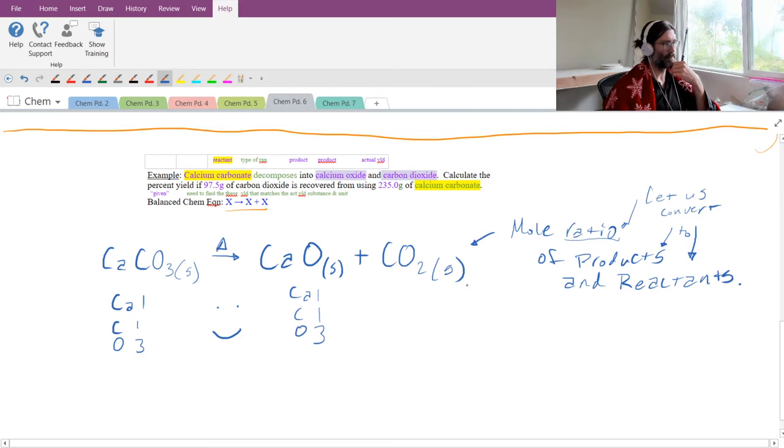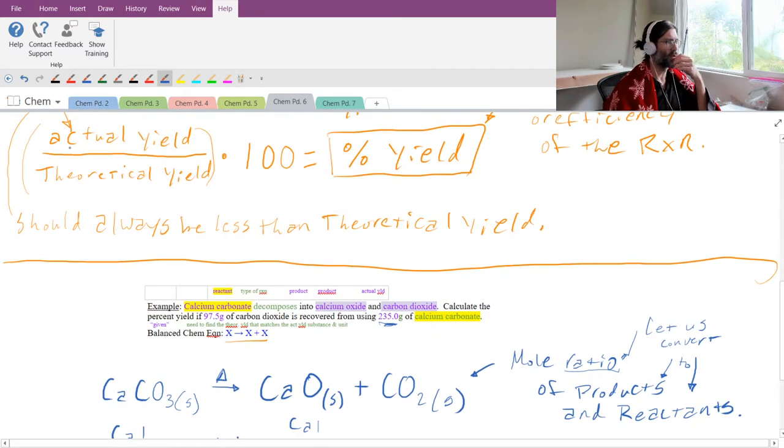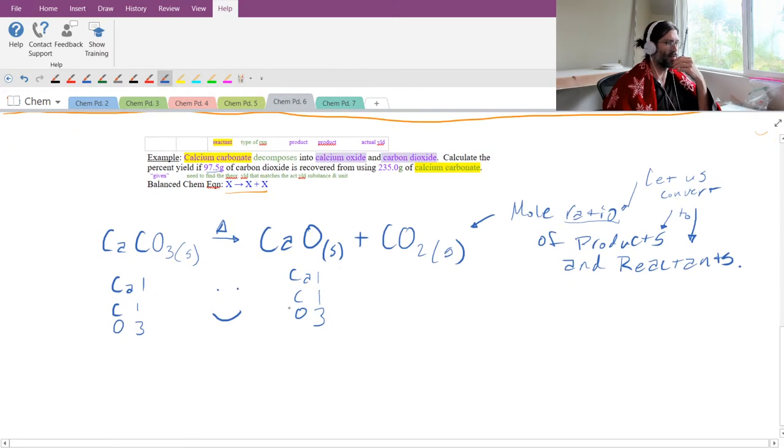All right. So we have our balanced molecular equation. And now what? We want percent yield, so we have this given mass. What do we know? We know our actual yield. We've recovered this mass. We want to calculate the percent yield, so we need to know our theoretical yield from this reactant.